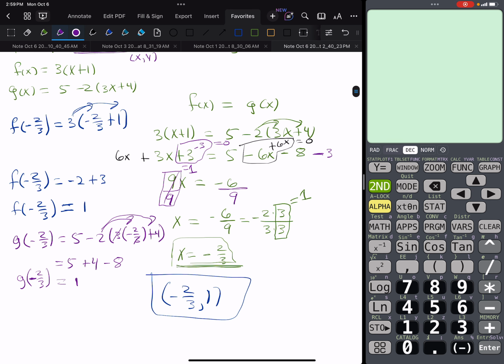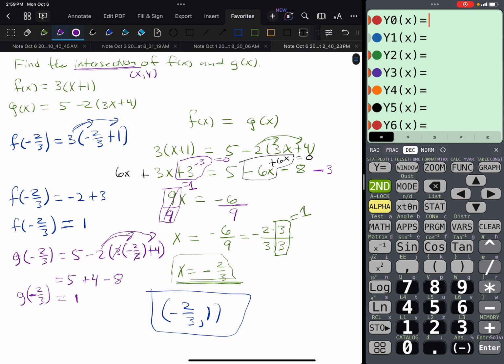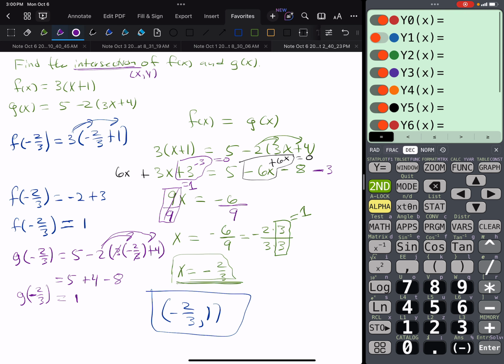One last way to comfort ourselves and make us feel a little bit better about this would be to graph it. So if I go to y equals here, this Y0 of x is just like my first function and then my second function. I can keep going. I can put as many functions onto this graph as I want here. So my first function was 3 times x, and x is going to be my variable button, which is next to alpha. That X, T, theta, n button between alpha and stat. All right, so that'll be x and then plus 1.